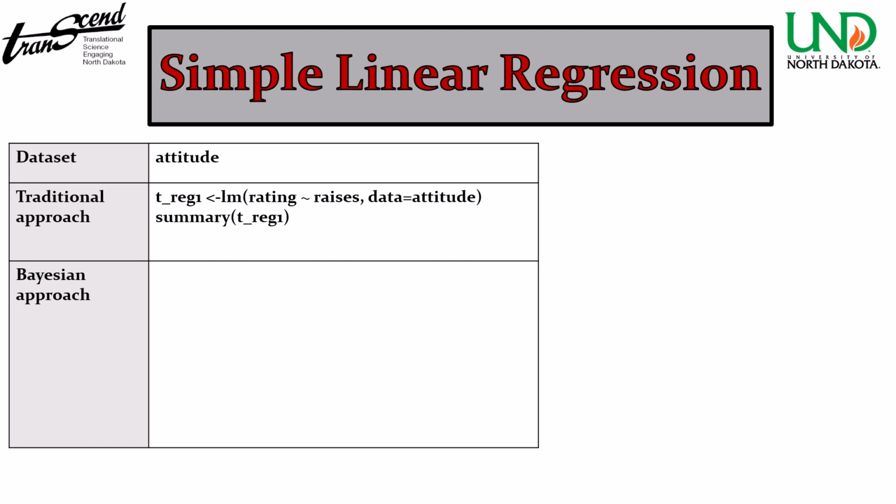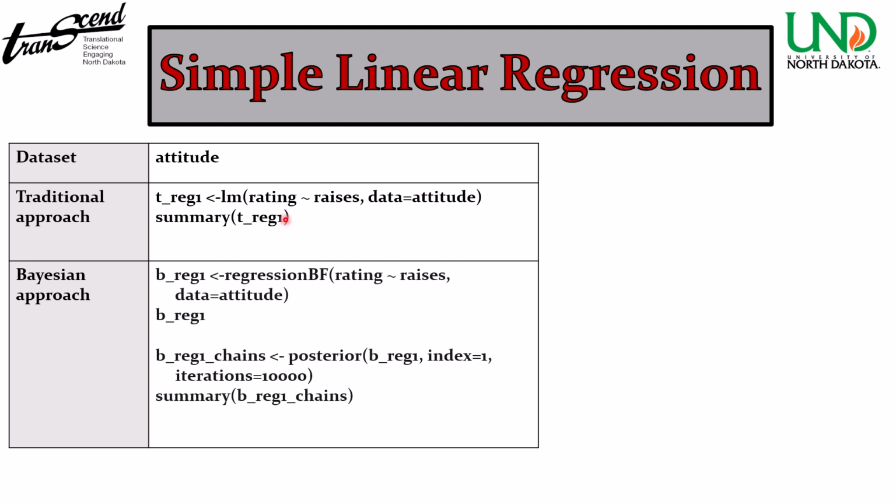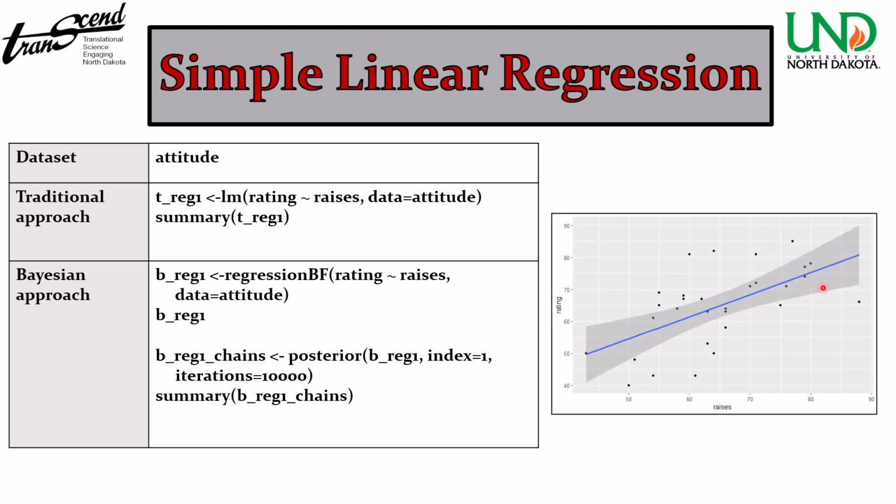And so I'm going to use the function LM, linear model. So our y variable we're trying to predict from our x variable is rating. Can rating be predicted from the variable raises in this data set? And we'll summarize it. Bayesian, we've already set up two, regression BF, Bayes factor, rating as a function of raises. You can sample from the posterior and get a summary.